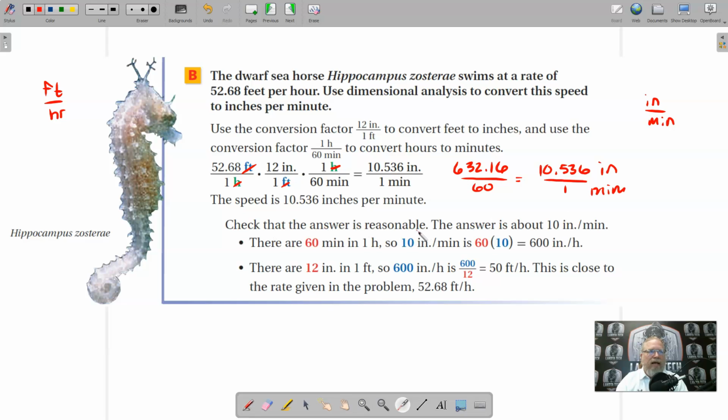Now, check that the answer is reasonable. The answer is about 10 inches per minute. Well, there are 60 minutes in 1 hour, so 10 inches per 1 minute is 60 times 10, which is going to be 600 inches per hour. And there are 12 inches in 1 foot, so 600 inches an hour is 600 over 12, which is 50 feet per hour. So this is close to the rate given in the problem of 52.68 feet per hour.